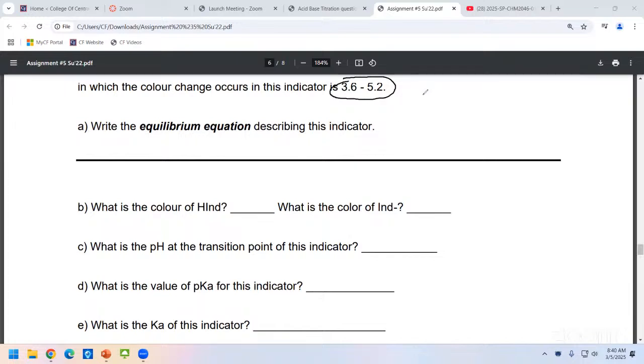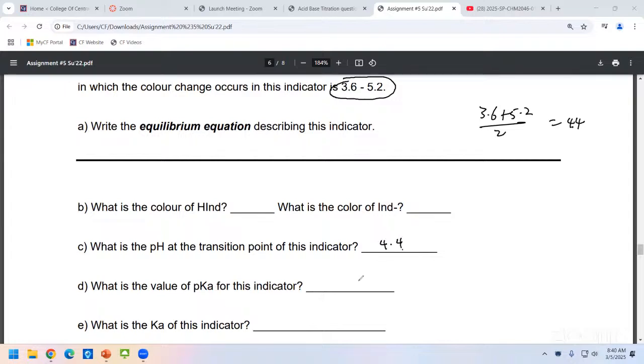Well, the transition point would be smack in the middle of that range, right? So how would you calculate that middle value? How would you determine the value that is right in between, smack in the middle of that range? 3.6 plus 5.2 divided by 2. Exactly, 3.6 plus 5.2 divided by 2, whatever that gives. 4.4, yeah, that sounds right. All right, so the answer here would be 4.4, right?